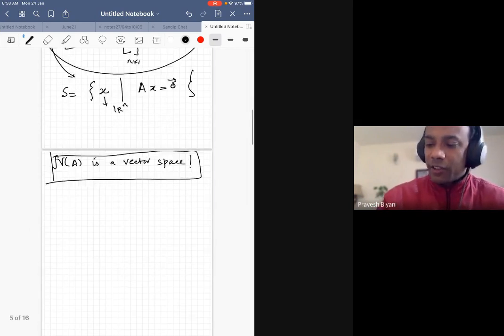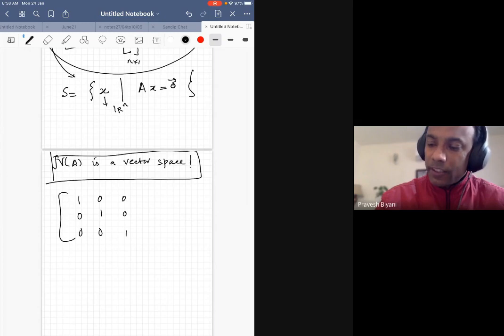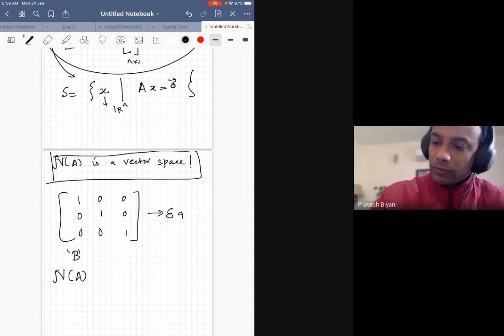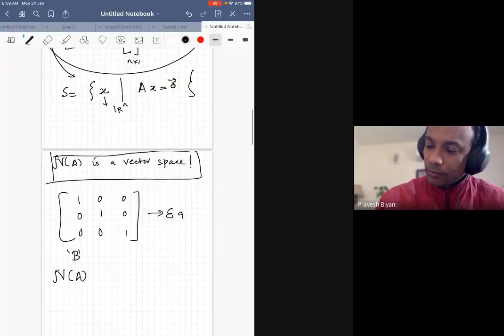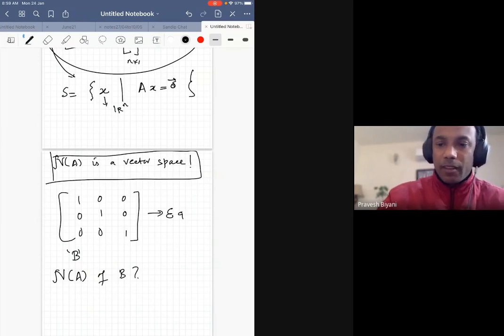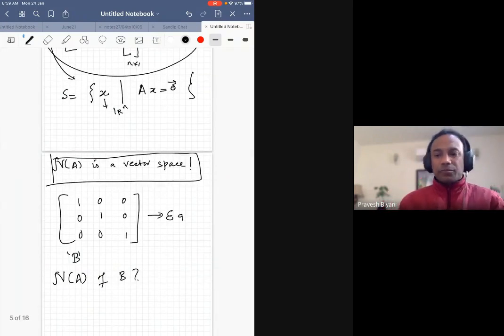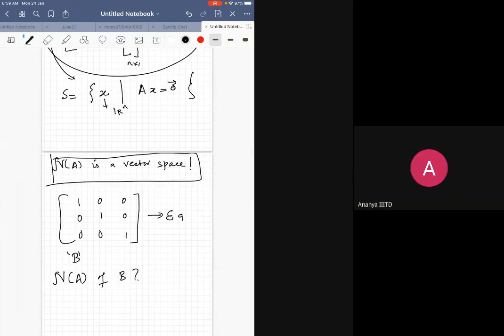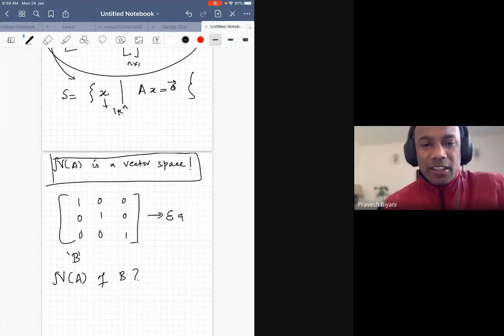Okay, here's a question to you. Tell me the dimension of null space of this matrix. So this is my example, right? Let's call this matrix B. What is the dimension of null space of B? Ananya? Yes, sir. So it should be 3. Dimension of null space of B is 3. Okay, fine. Debarshi?